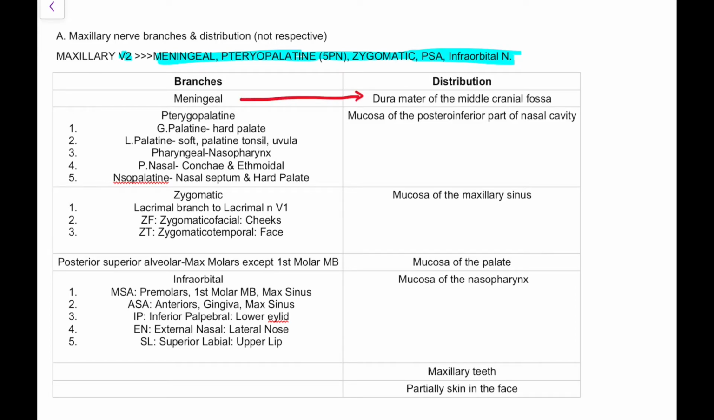Then we have the pterygopalatine. We saw that it was this ball that hangs down from the maxillary V2. In that one, we have the greater palatine that goes down to the hard palate. We have the lesser palatine that goes to the soft palate. We have the pharyngeal that goes to the nasopharynx. We have the posterior nasal that provides to the conchae. We have the nasopalatine that gives to the hard palate. All of these distribute to the mucosa of the posterior inferior part of the nasal cavity. And then we go to the maxillary sinus region.